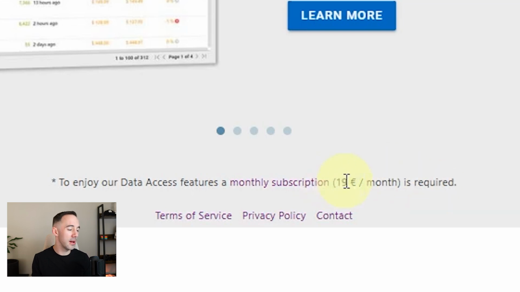Now, to let you know, it costs about 19 euros per month, which is about $20. And this is what you're going to need to do to access and use Keepa to the standard that we're talking about in this video today.